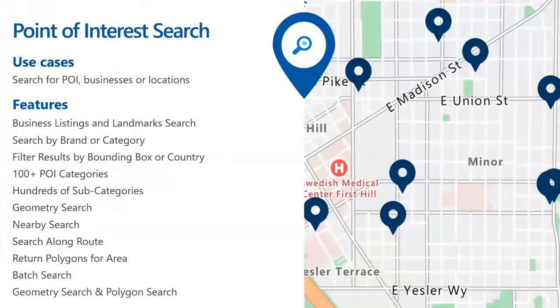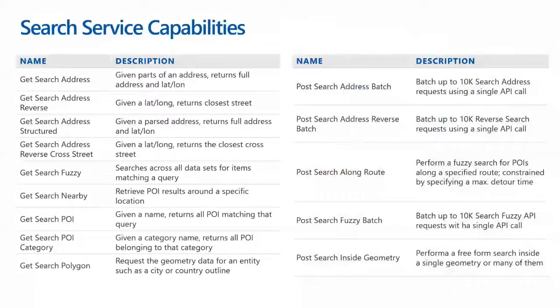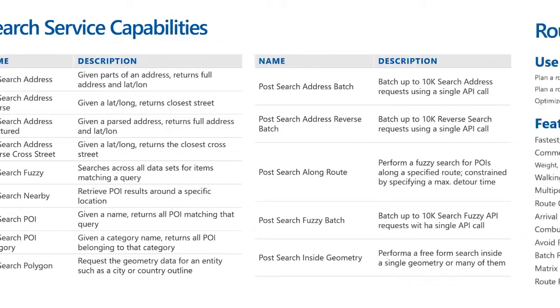We have the point of interest search on all the points of interest that I showed before, like the one where we looked for the Statue of Liberty. And we have all the different POI categories, geometry search, nearby, and so on. And you can also do the batch search. So here you can see a table of all the different search service capabilities. You can see that as well in the Azure Maps documentation.